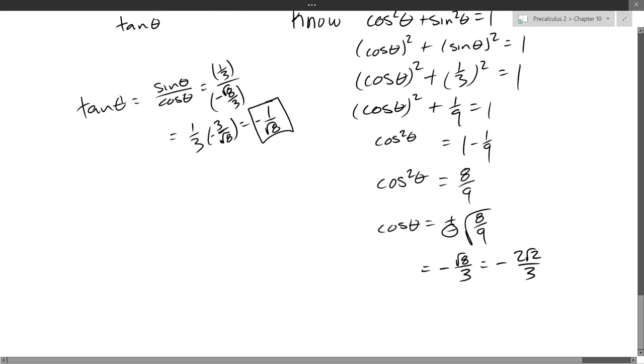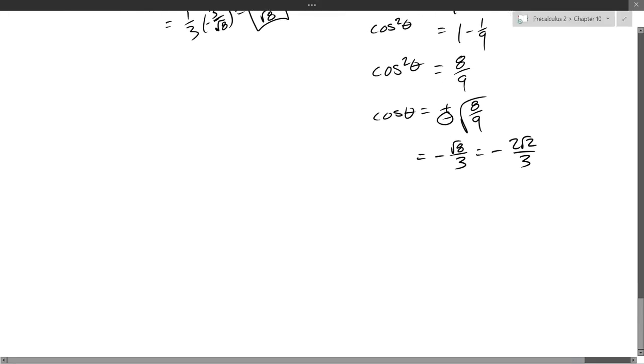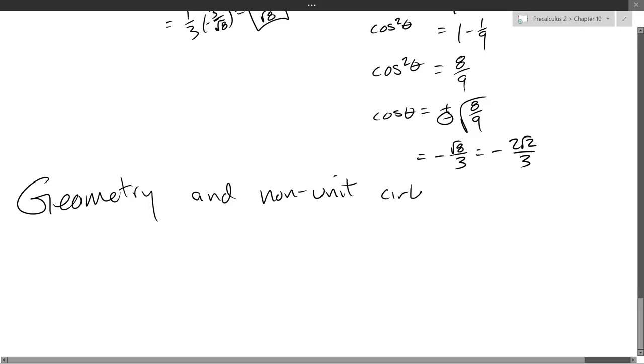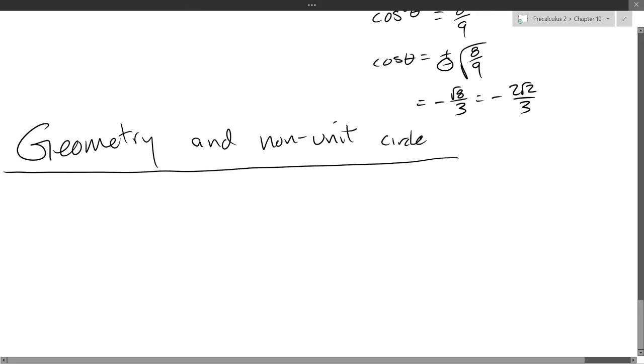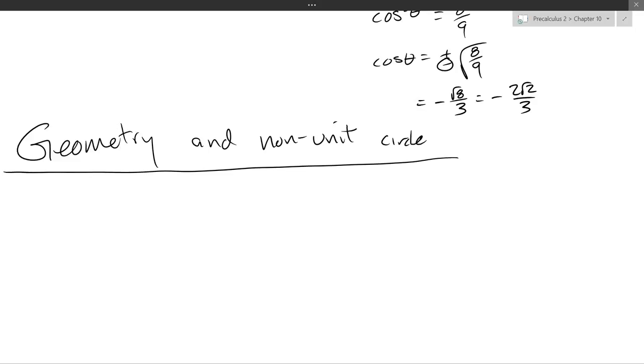So this was a lot of algebra here. We're going to shift gears into geometry now. So this is geometry and the non-unit circle. This works on unit circles too, but everything we've talked about in trig so far was on the unit circle, so it assumed our radius was 1. So now our radius is not necessarily 1. So the mnemonic, the memory device we use is SOHCAHTOA in general.